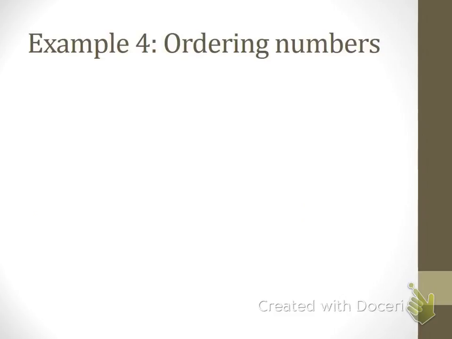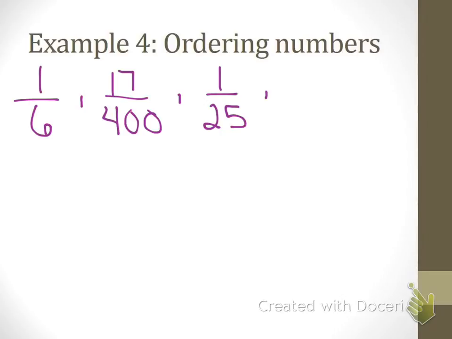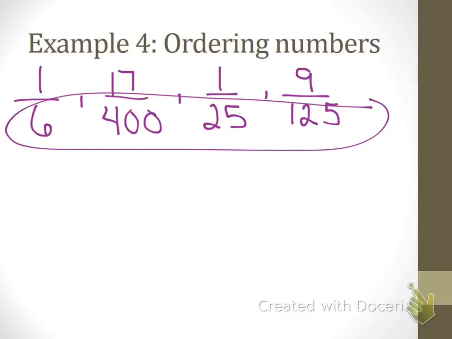All right, let's say I have these fractions 1/6, 17 over 400, 1 over 25, and 9 over 125. Yesterday we learned that we can compare these fractions using least common denominator, or LCD. Well, let's look at these denominators for a second. Do you think your LCD is going to be easy to find? No, that's really going to be a bummer to have to find the LCD of those numbers. So there's another way we can do it. We can change all of these fractions to decimals. Then we're essentially comparing the same format.